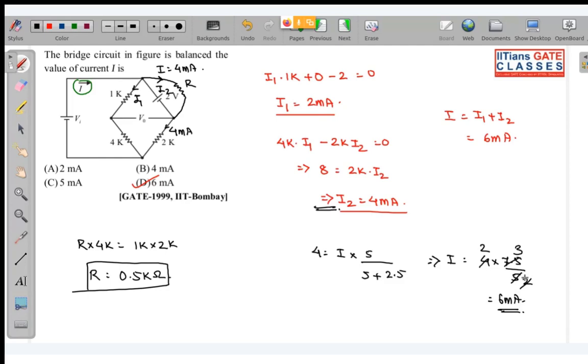Tell me, is it clear? So there are different ways in which you can solve one question. Different ways. Any doubt in this? Let me know. Sunny? Any doubt?